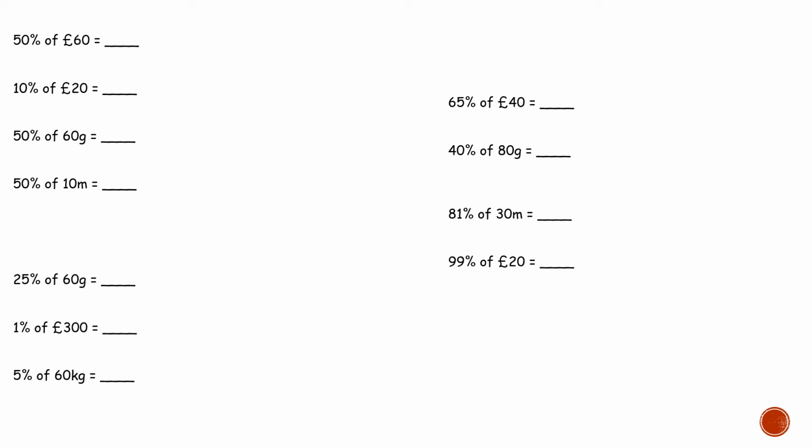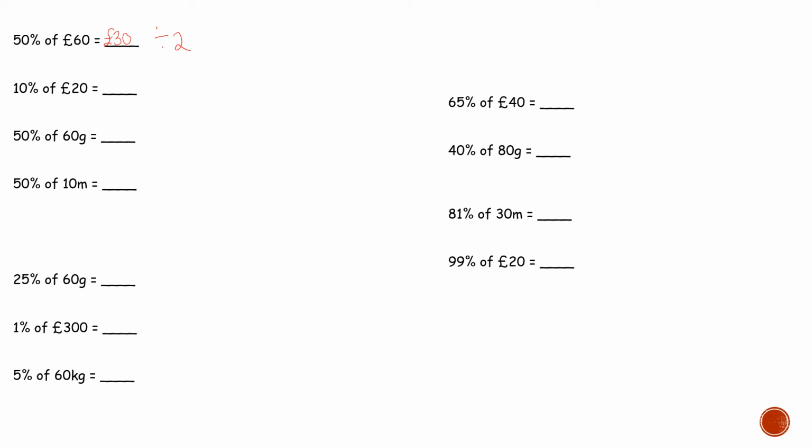So our first question is 50% of £60, and to find 50%, we're going to divide it by 2. So 60 divided by 2 is £30, and it's always important that you put your units, because if you just put 30, that's not going to get you marks because that could be 30 pigeons, 30 pies, who knows. You must put your units.